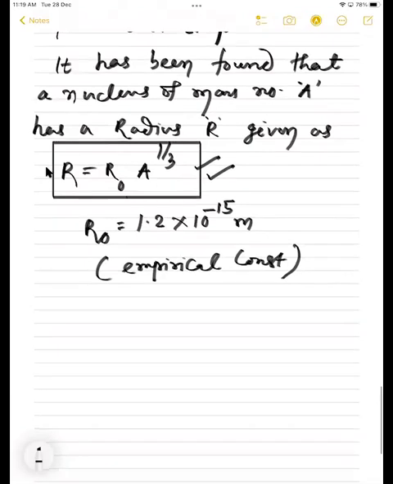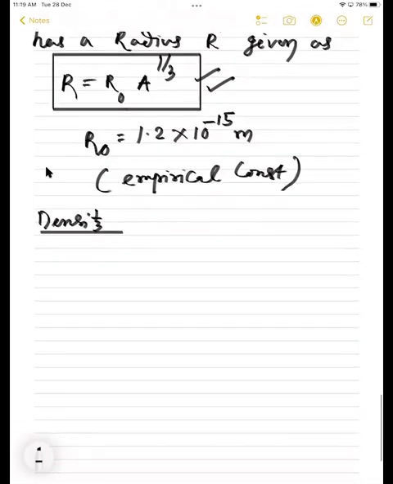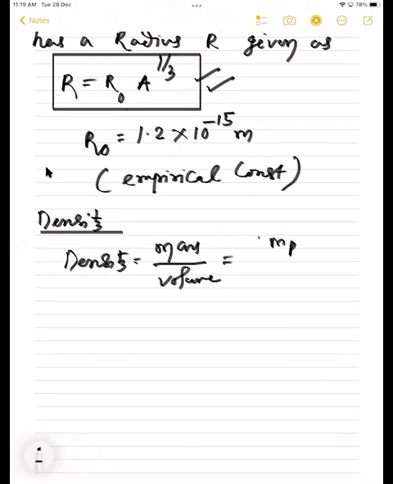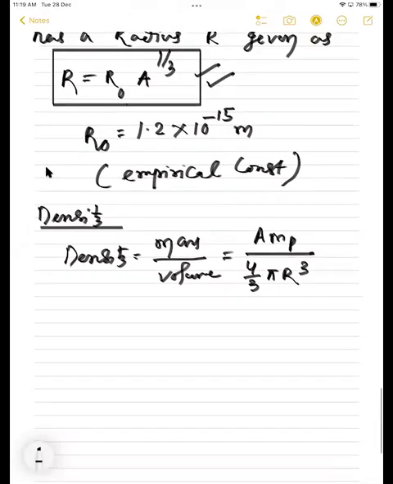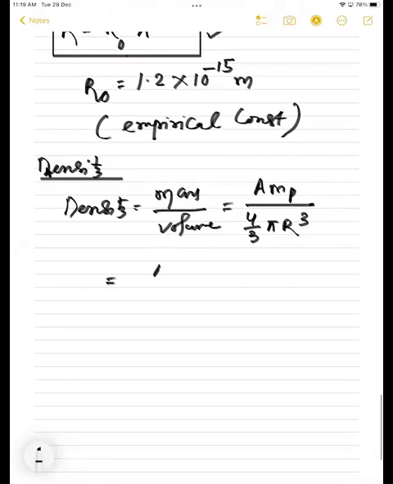Okay. And if we talk about the density of nucleus, right? Density means mass by volume, correct? Yes or no? Yes, sir. Density means mass by volume, correct? So that is equal to mass, which is mass of proton into the number of nucleons A, so A into m_p. Volume is how much? 4 by 3 pi r cube, because we have considered it as a sphere. So that is equal to A m_p divided by 4 by 3 pi r cube.